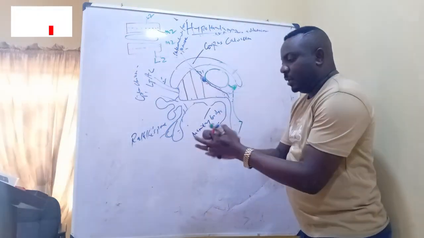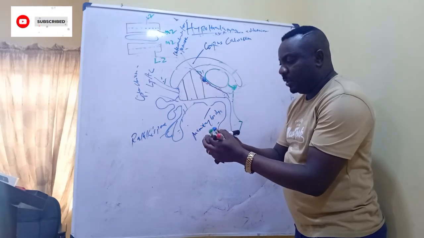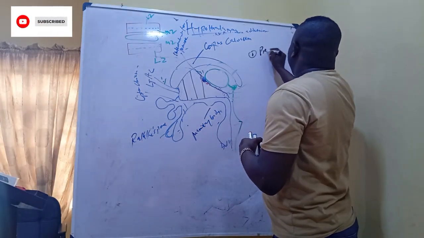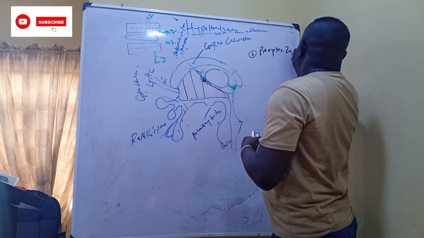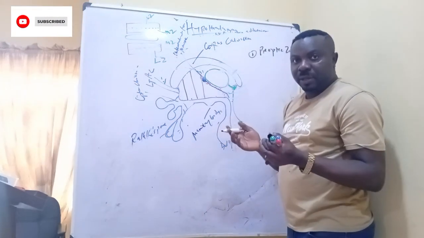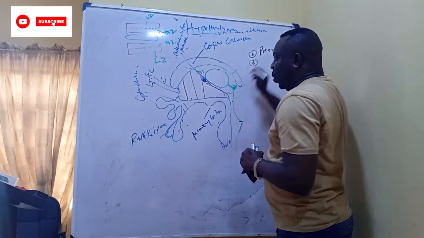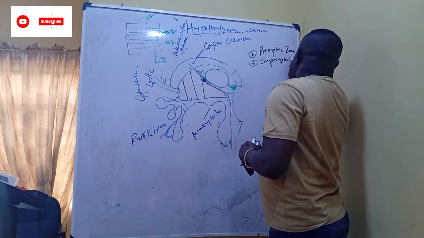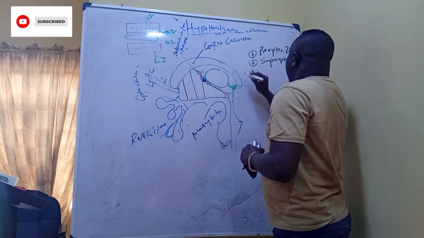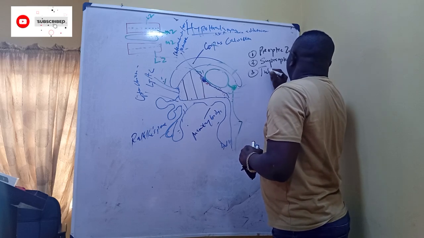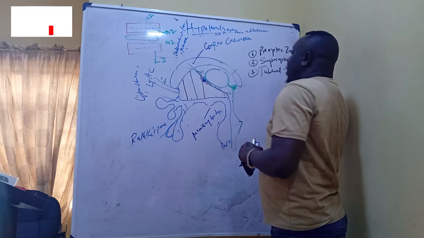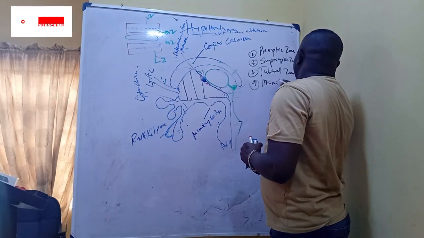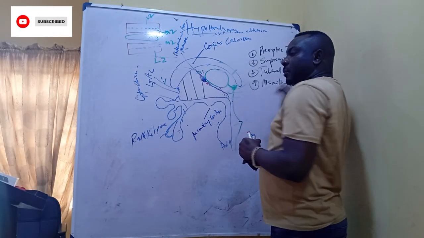So the first zone in the medial aspect of the hypothalamus is called the preoptic zone, or area or region, right? Yes, sir. Number two, we have the supraoptic zone. Number three is the tuberal zone. Number four is the mammillary zone. Are you there? Yes, sir.